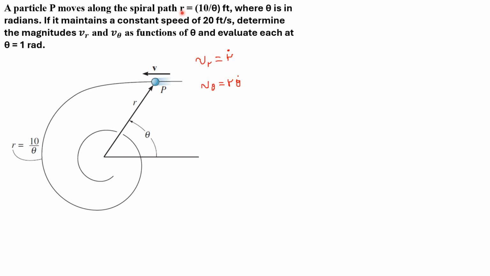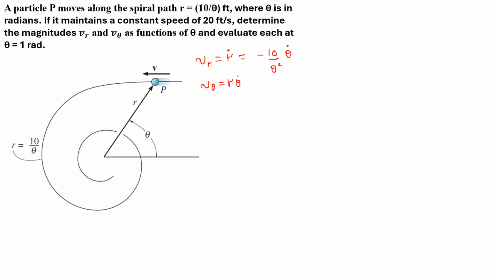So r dot would be simply the time derivative of 10 over theta. But remember, again, we are taking the time derivative, so here theta will be a function of time. So r dot would be simply negative 10 over theta squared, but again, since we are taking the time derivative, times theta dot.